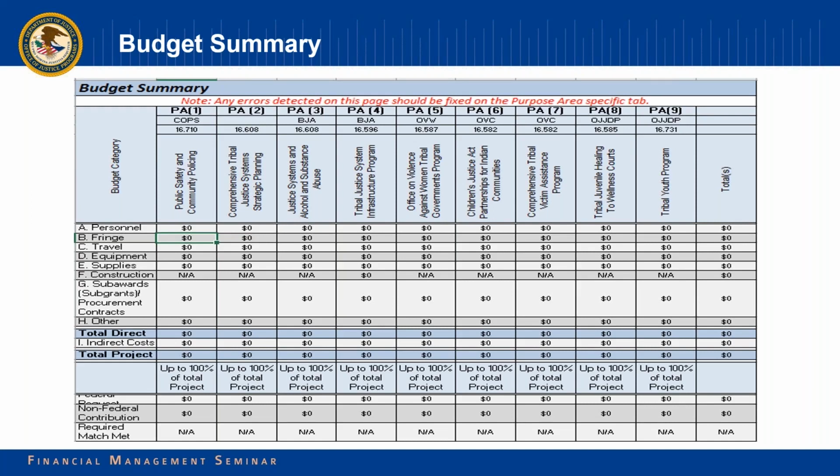It has a total for each budget category, as well as a summary for each purpose area that you are requesting funding for. So if you've completed your budget and you're reviewing it before you submit it to us for approval, you want to look at the budget summary to see if you see something that doesn't quite look right or doesn't add up. If you do, then you want to go back to your actual budget detail for that particular purpose area and make any corrections there.